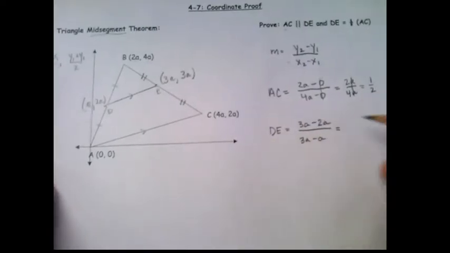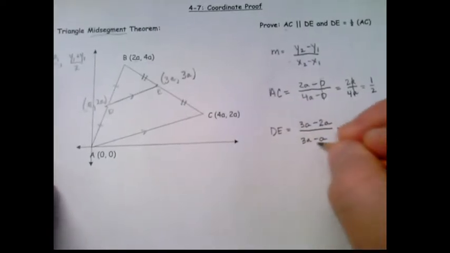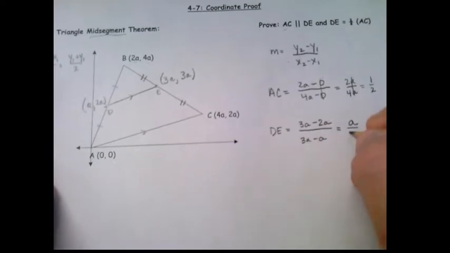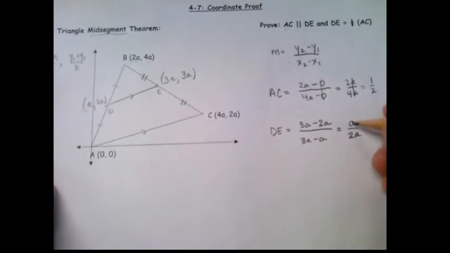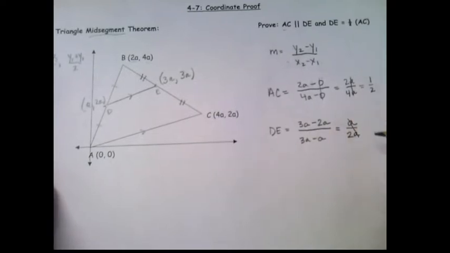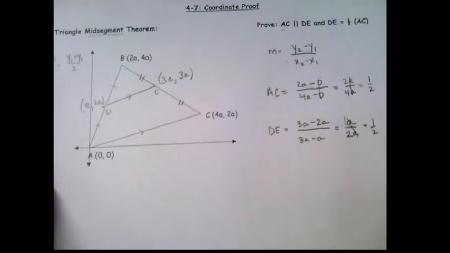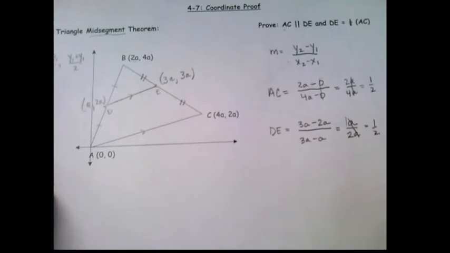Okay, now 3a minus 2a is just a, and 3a minus a is 2a. Now again, like the last one, we can cancel out the a's, and we are left with 1 over 2, which is the 1 right there. Okay, DE has a slope of 1/2.